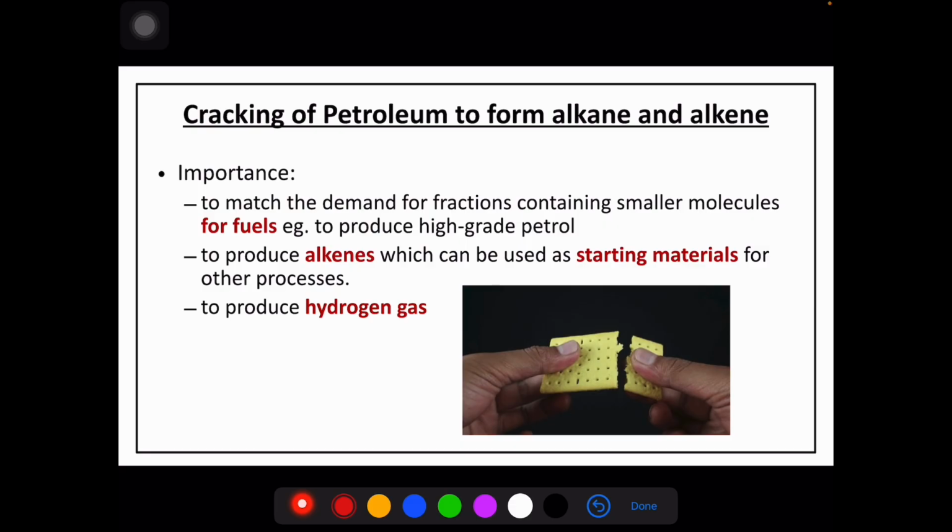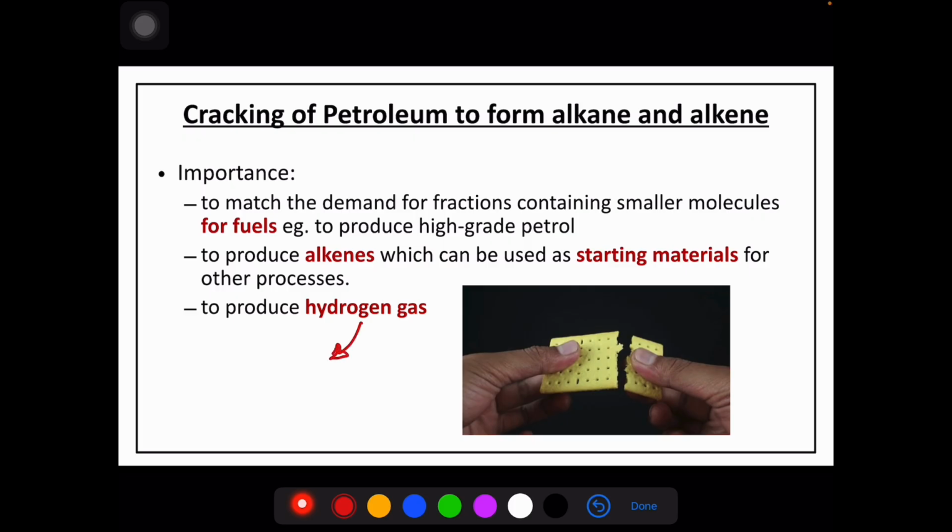Why is cracking important for us? Cracking is important because we want the smaller molecules as they can be used as fuels, and we also want the smaller molecules to be used as starting materials to build bigger materials. Last but not least, this is also used to produce hydrogen gas.